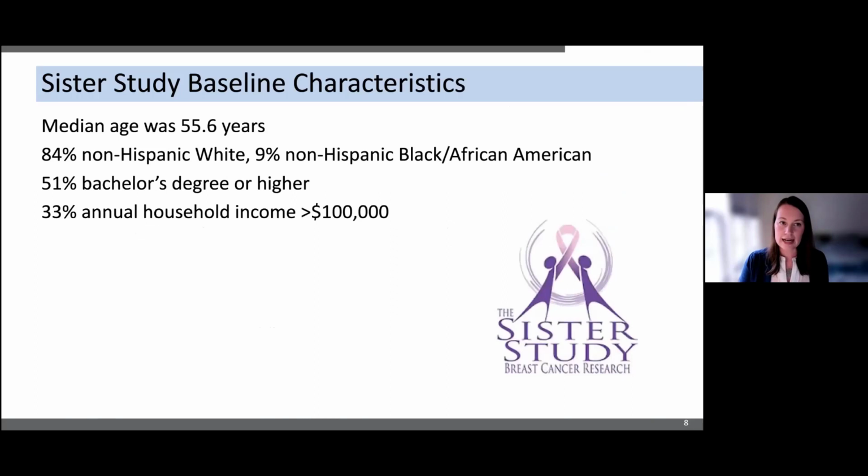So at baseline, the average age of the Sister Study participants was about 55 years. The cohort is 84% non-Hispanic white and about 9% non-Hispanic Black or African American. This is a slightly higher SES cohort, with about half of the women in our study having a bachelor's degree or higher, and a third reporting an annual household income greater than $100,000 a year.